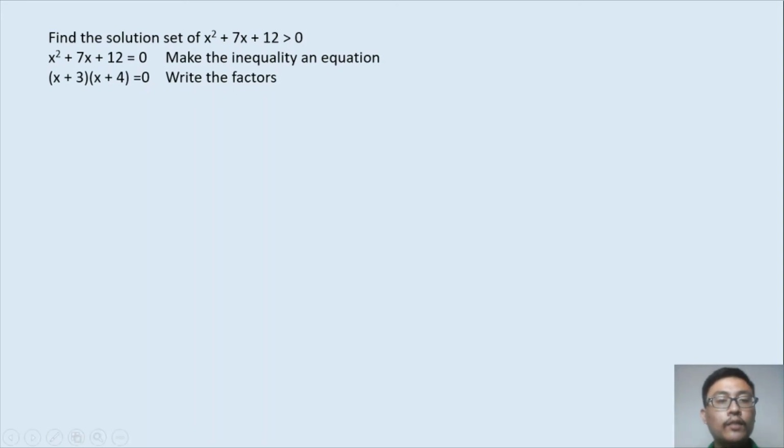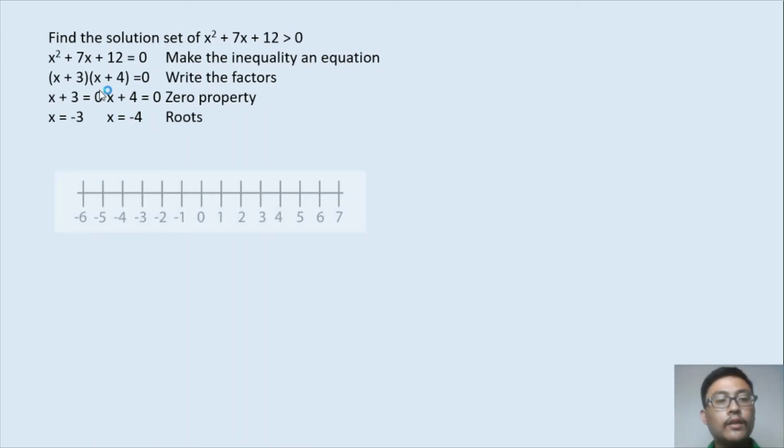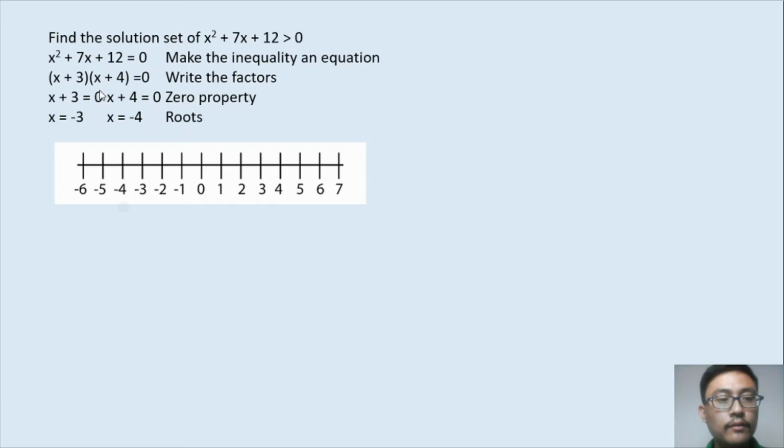So, alam natin, we can solve this equation by factoring. So, ang factors is x plus 3 and x plus 4. Apply the zero property. So, the roots are negative 3 and negative 4. Pag sinulat sa number line, negative 4, excuse, negative 3.